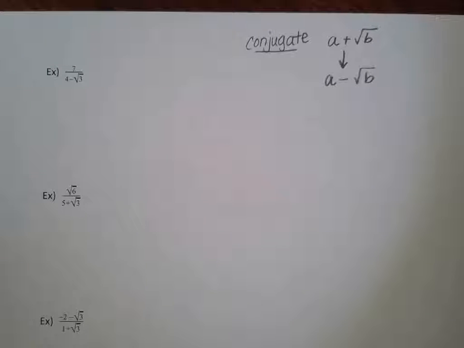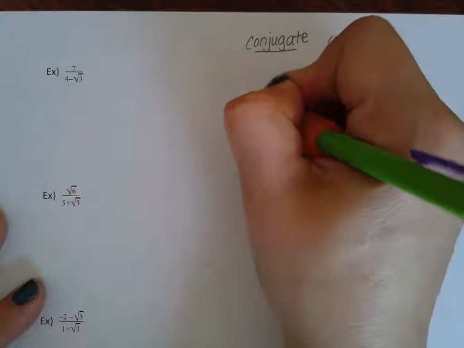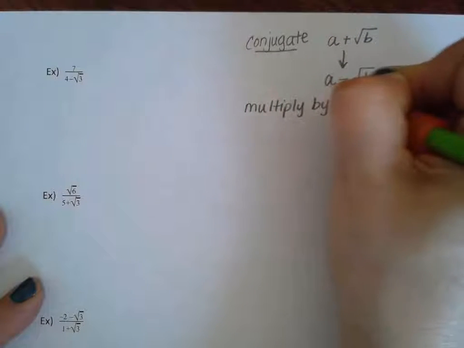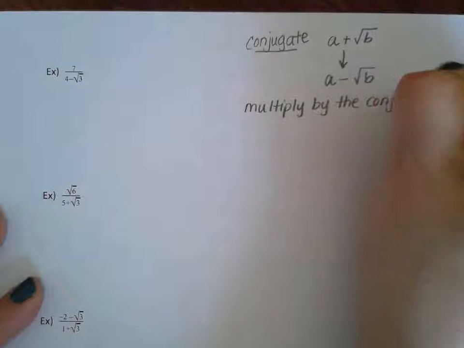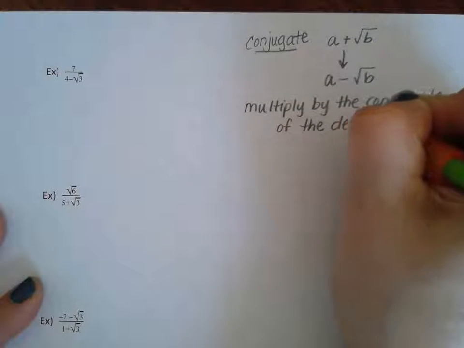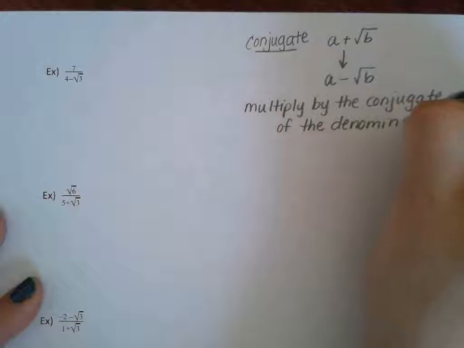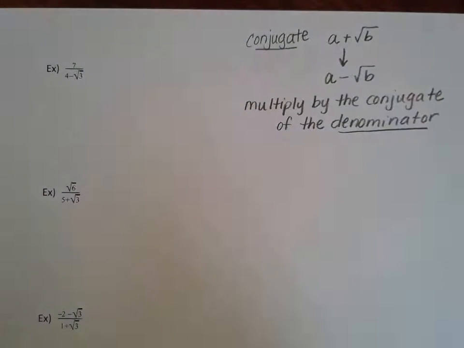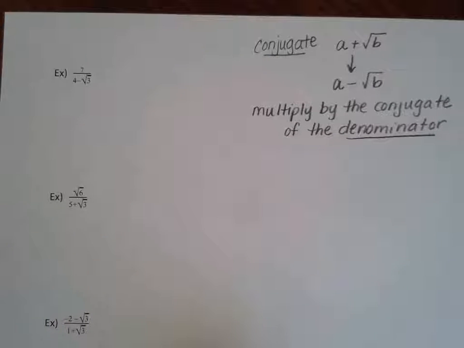And so to do these little division problems, we're going to be multiplying by the conjugate of the denominator. So you always want to remember, when you do these, you're multiplying by the conjugate of the bottom part. Okay? It's okay to have a radical in the numerator. We just can't have one in the denominator. So let's get started with the first example.